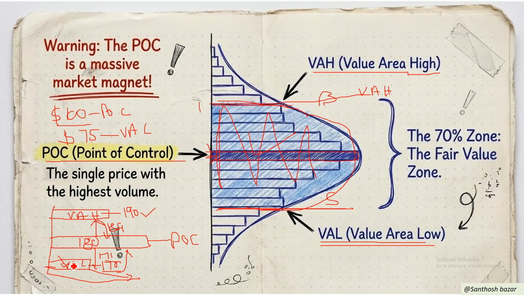Now the profile isn't always a perfectly smooth curve. It has peaks and valleys. Let's look at what these peaks and valleys represent and how they act as speed bumps and highways on our charts. So let us see that.